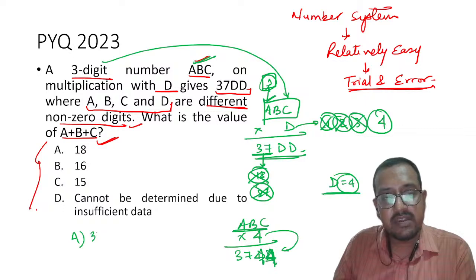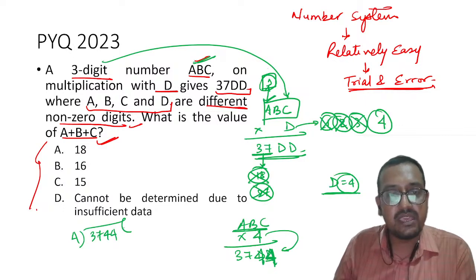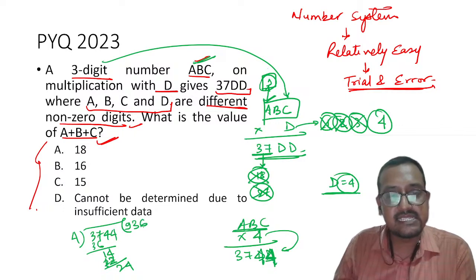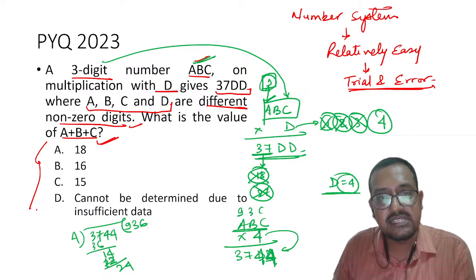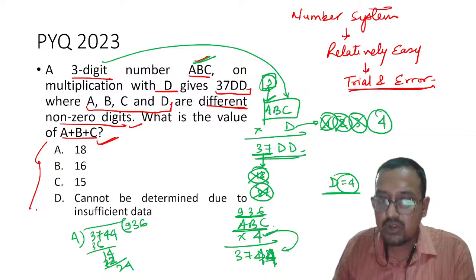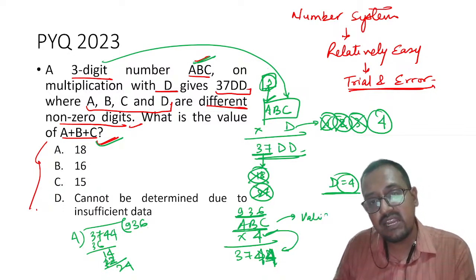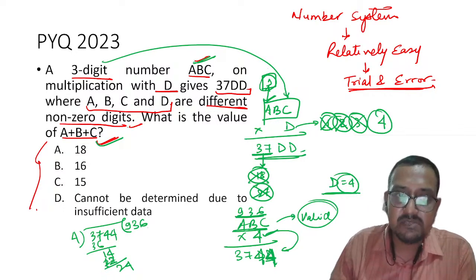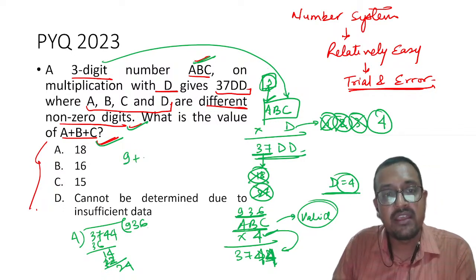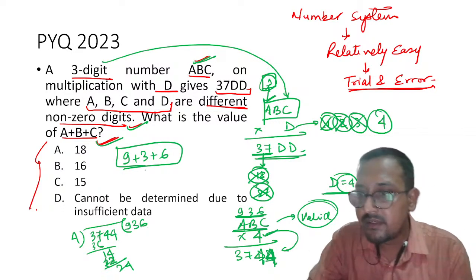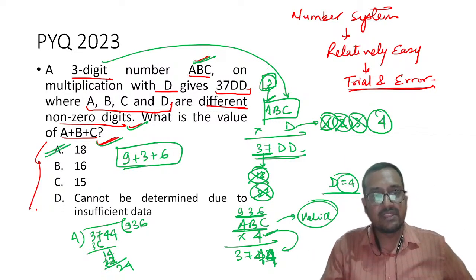So 3744 divided by 4 will give me 4 nines are 36, 14, 12, 24 and 6. See, all the numbers are distinct. 9, 3, 6, all are distinct from 4. Understood? So that is why this can be assumed as a valid answer, because every condition given in the question has been satisfied, and the answer will be 3 plus 6 plus 9 plus 3 plus 6. Understood? So the answer will be A. Is it clear?